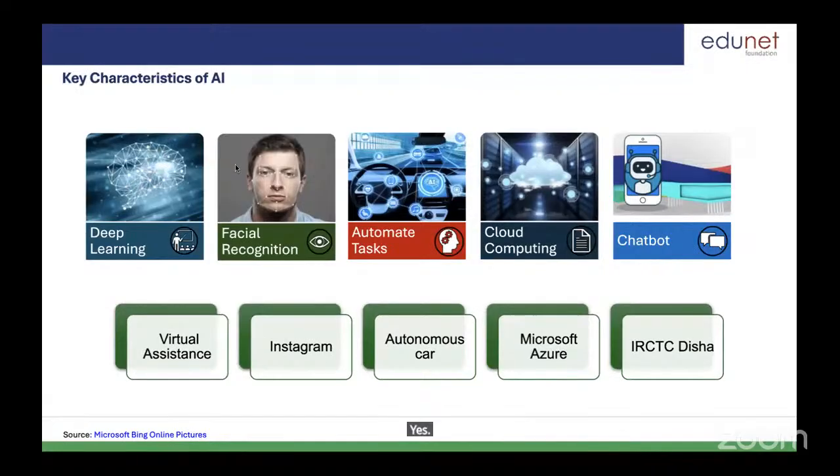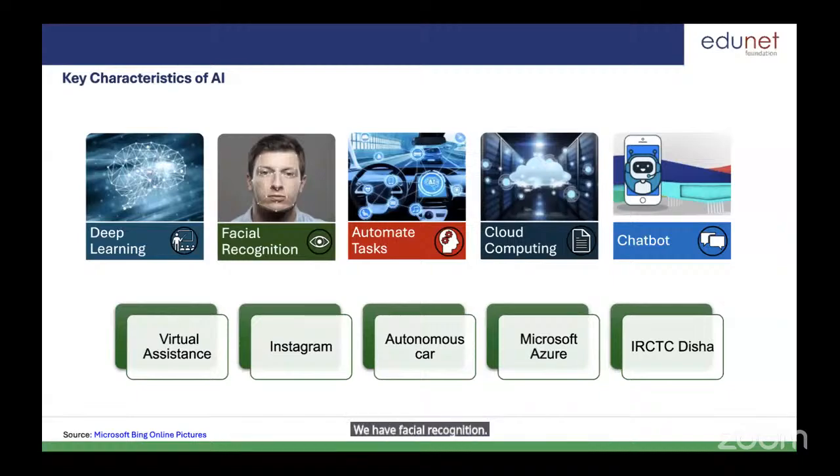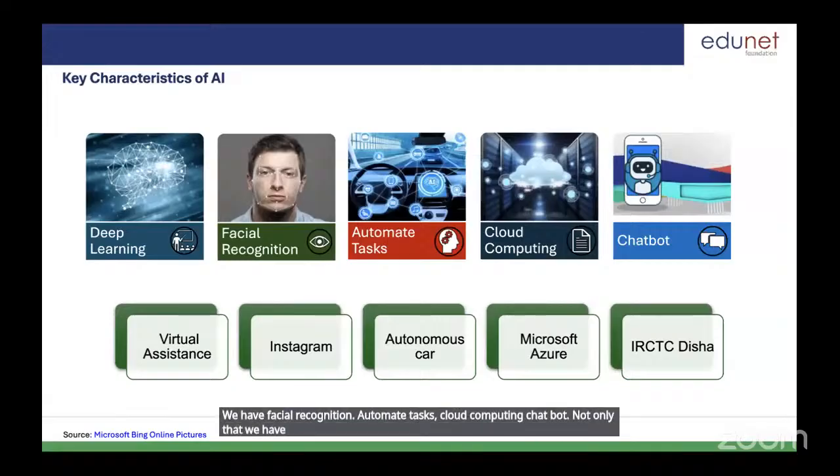We are talking about the key characteristics of artificial intelligence. So these are a few characteristics, and we're going to have a discussion on these specific things. One is deep learning. We have facial recognition, automate tasks, cloud computing, chatbot. Not only that, we have much more than this. We have Microsoft Azure, IRCTC Disha, virtual assistant, Instagram, etc. I just want you to understand how exactly this is helping in artificial intelligence.